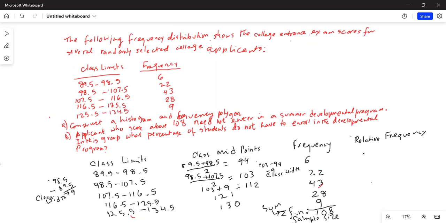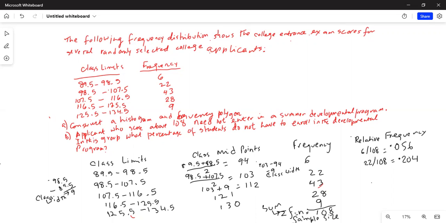Now we are going to calculate the relative frequency of each class. Relative frequency means relative to the total. So this one will be 6 divided by 108. We get a decimal number, 0.056. Next one will be 22 divided by 108, which is 0.204.